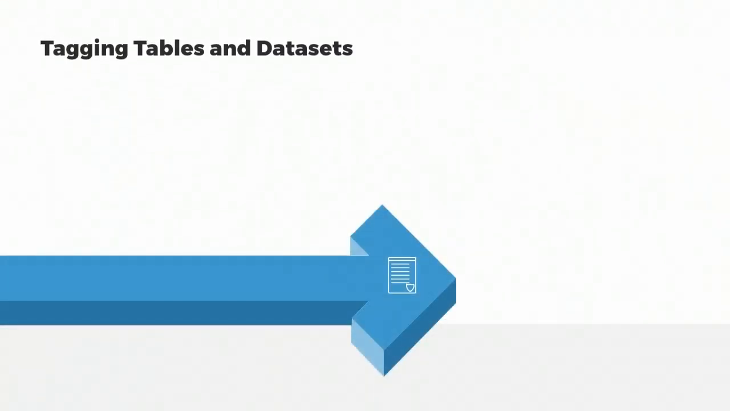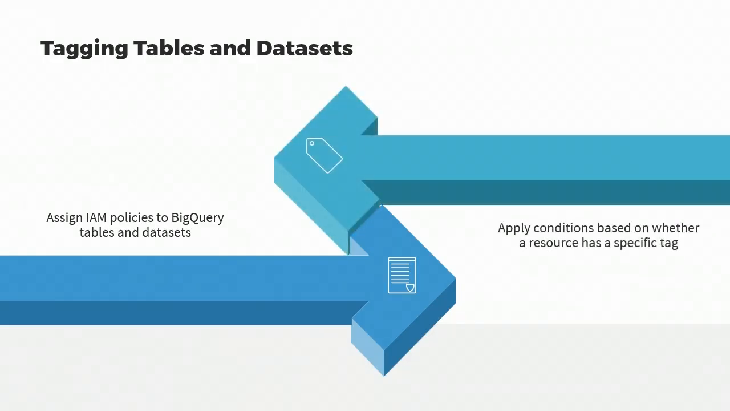Now, tagging tables and data sets is another way to organize our data and provide granular access to certain windows of our data set. So I can assign IAM policies to BigQuery tables and data sets as a part of a group. And this means that I can apply conditions based on whether a resource has a specific tag.